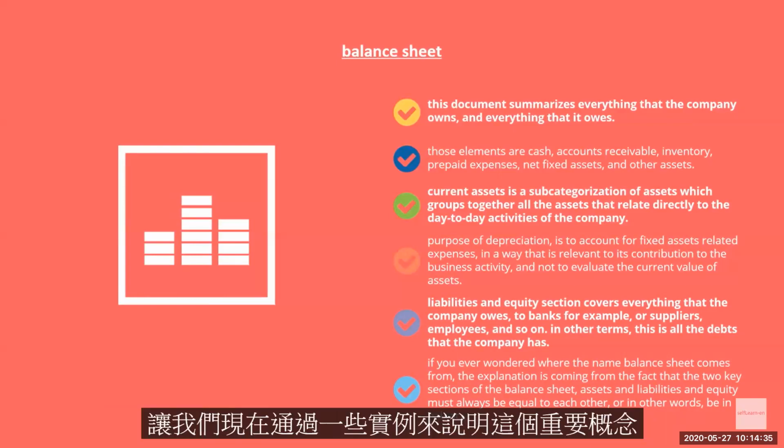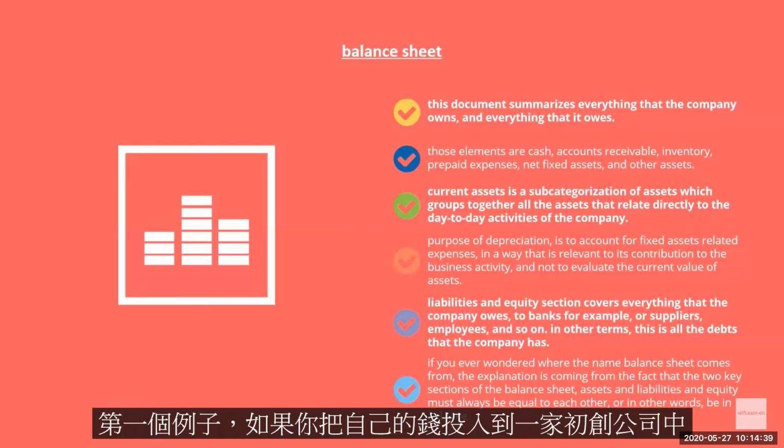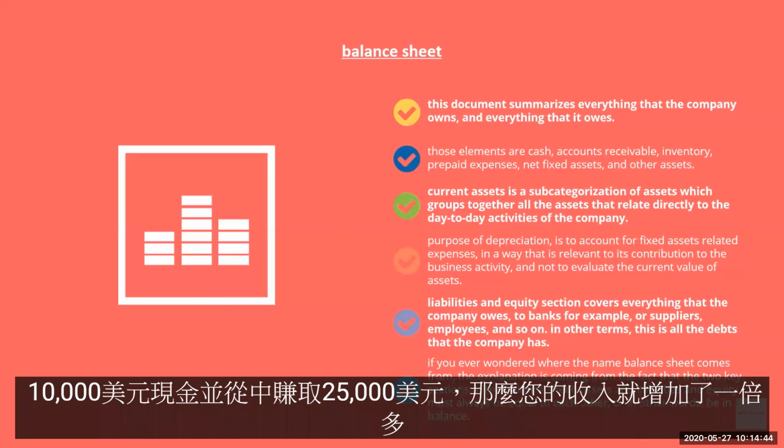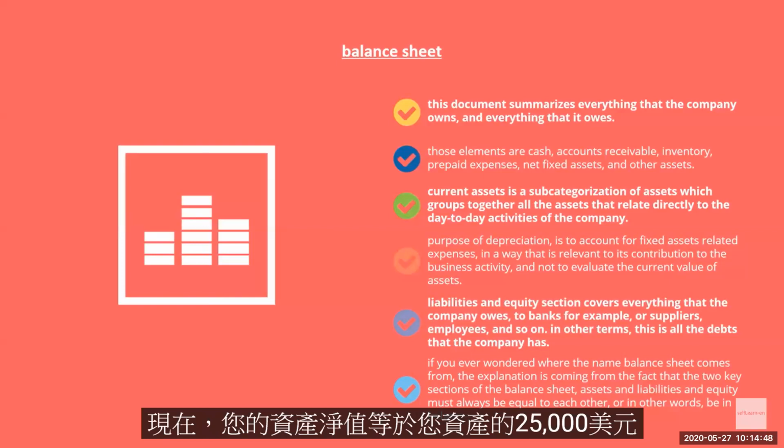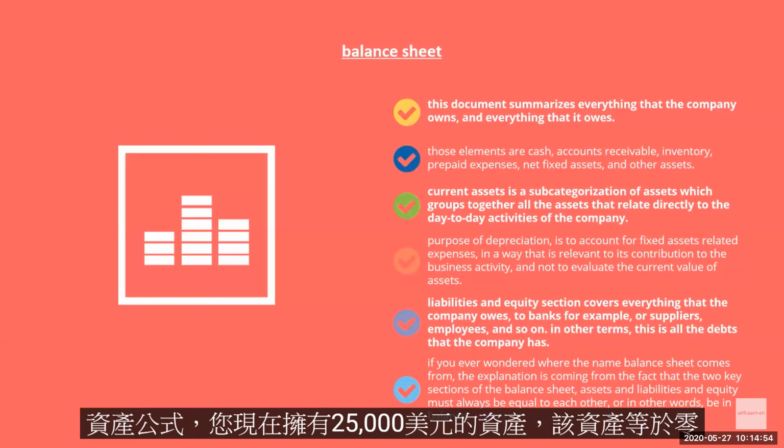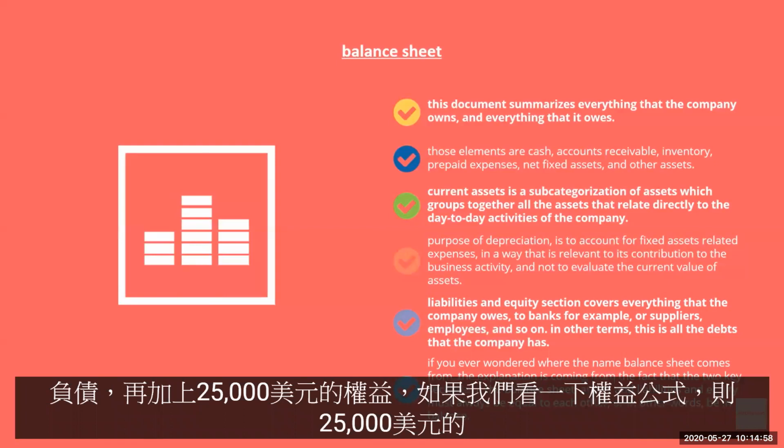Let's take now some live examples to illustrate this important concept. My first example, if you put your own money into a startup company, let's say $10,000 in cash, and make $25,000 out of it, then you have more than doubled your money. Your equity is worth now $25,000, the same as your assets. If we look at the asset formula, you have now $25,000 of assets, which is equal to 0 liabilities, plus $25,000 of equity.